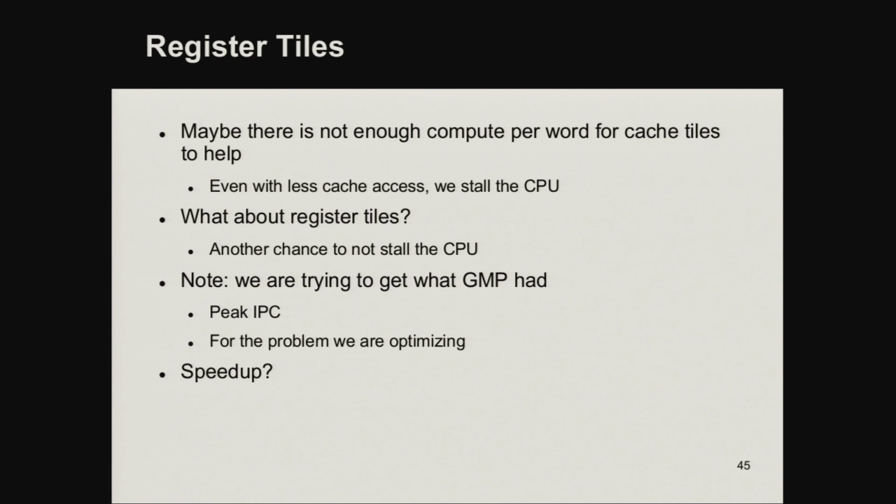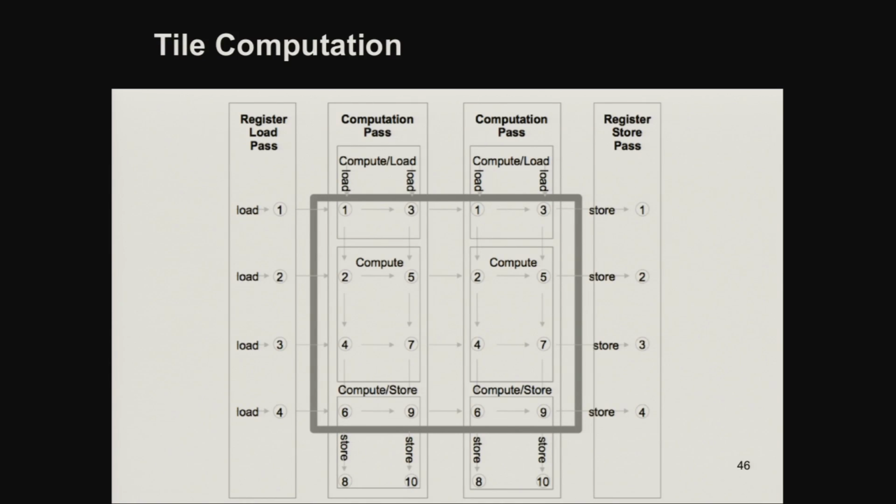And if you notice, what we're trying to get by doing all of this is the same thing that GMP had by hand. So IPC is instructions per cycle, and we're trying to get the peak for that, because what that's saying is if you get the maximum IPC, it means that you've retired as many instructions per cycle as the processor is capable of. And so now we've saturated it the same way that they did. So, all right, we try register tiles, and do we get any kind of speedup for that?